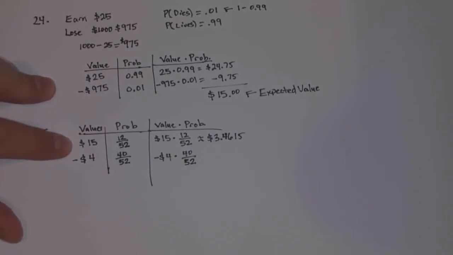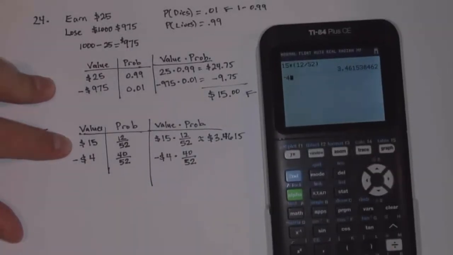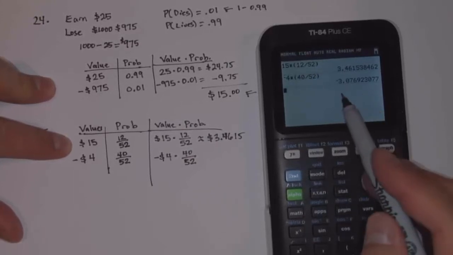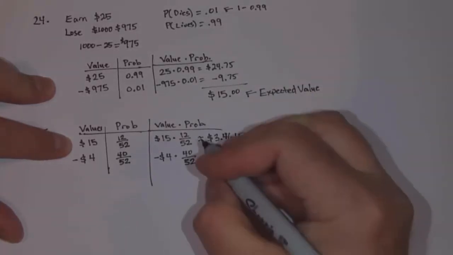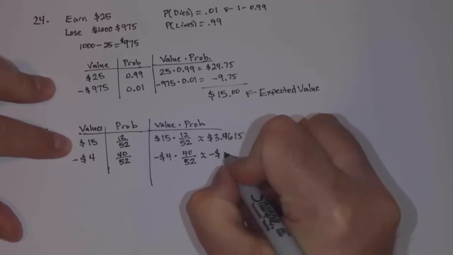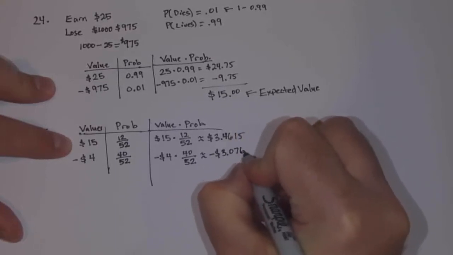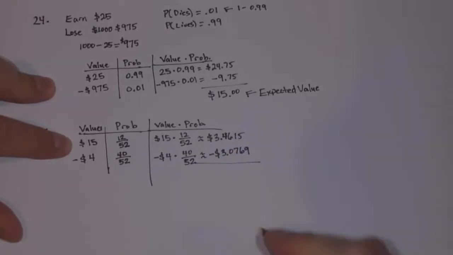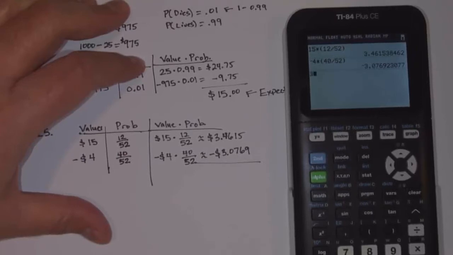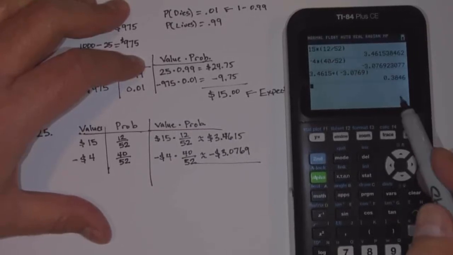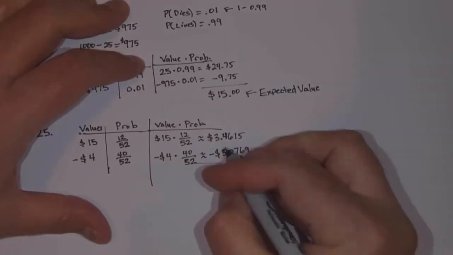So that is approximately 3.4615. And if I take negative 4 times 40 out of 52, that is approximately negative 3.0769. And so if I add those two things together, that will give me the expected value. So 3.4615 plus negative 3.0769, that is 0.3846.